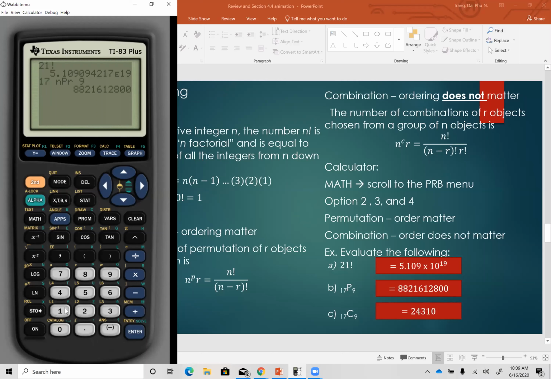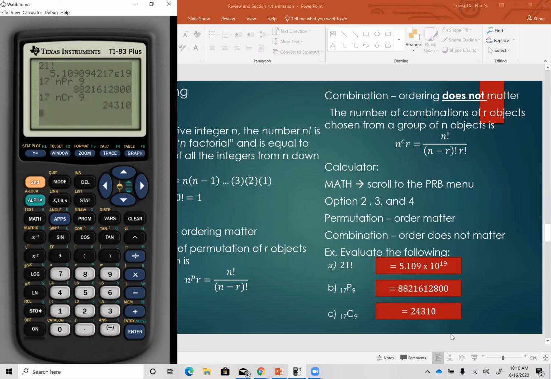Similarly, you take 17, math, PRB, go down to NCR, and then you press 9, which gives 24,310. One thing to note is that if the order doesn't matter, your combination will always be less than your permutation. When the order matters, you have more ways to do it, which is basically 17 times 16 times 15 and so on for 9 slots.